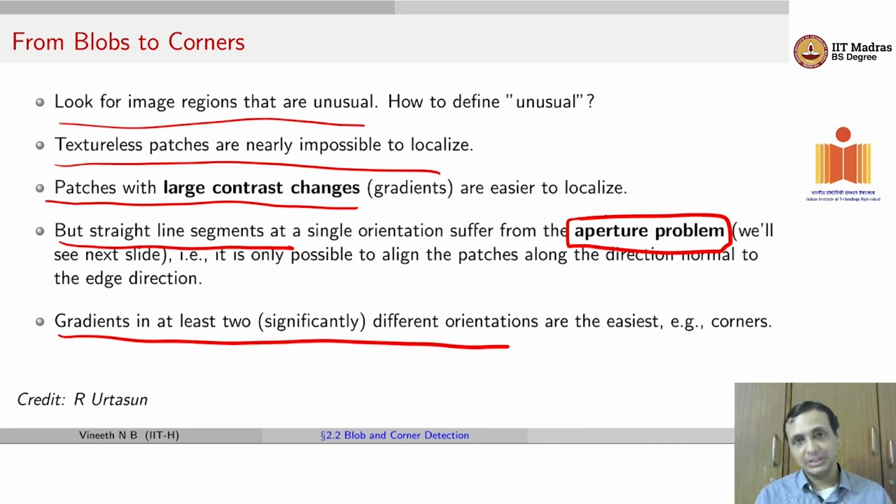So remember, an edge is an artifact where you have a significant gradient in one direction, right, which is going to be normal to that edge. It could be whatever direction the edge may be. The normal direction to that edge is going to be the orientation of the gradient. But we're saying we want those points where there could be significant gradient in two directions. What does that mean? We'll try to answer.